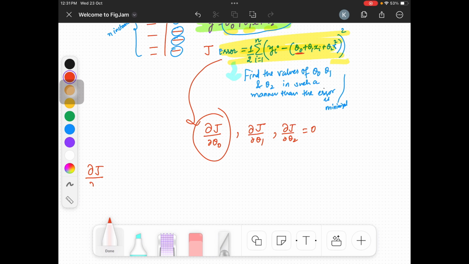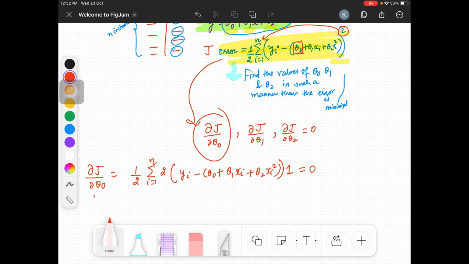So curly j by curly theta naught is going to be, this 2 will come in the front. So you have 1 by 2 summation i from 1 to n, 2 times you have yi minus theta naught plus theta 1 xi plus theta 2 xi square. And then because you have to use the chain rule, the derivative with respect to theta naught is 1. You put it equal to 0.